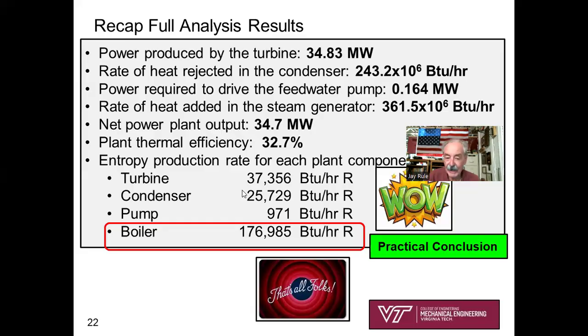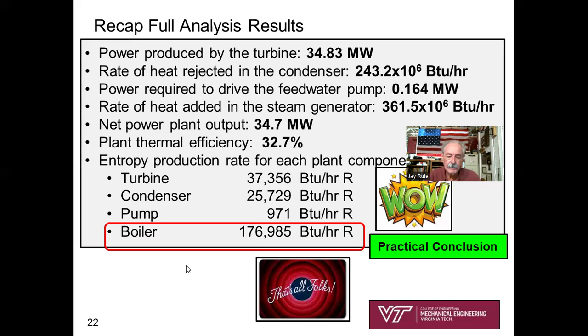And now let's look at our entropy production rates in BTUs per hour degree R for our 4 components. Okay. Turbine, that amount. Condenser, that amount. Pump, that little amount. And boiler, that big amount. So 2 things to observe, 2 things for me. I say, wow, that's a big practical conclusion. And that's something to think about at the graduate level. And planning about being a practicing engineer.